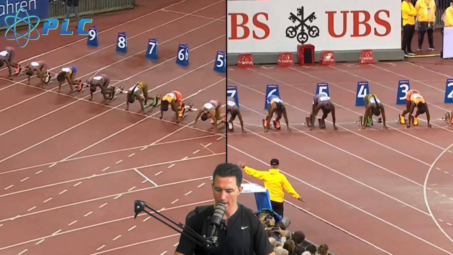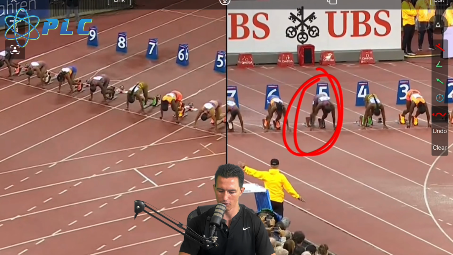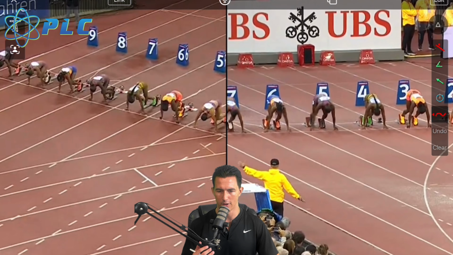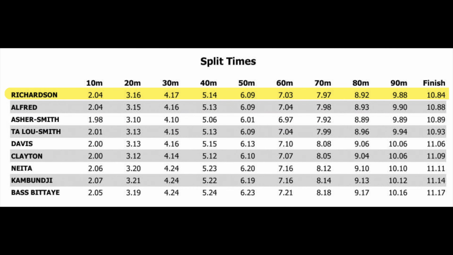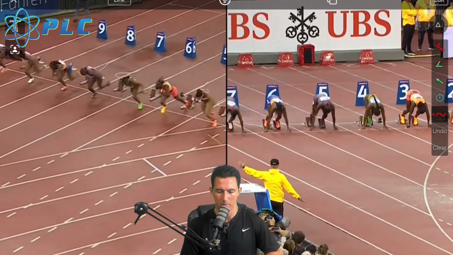So we're looking at both Sha'Carri Richardson in lane 5, and then we have Julien Alfred in lane 4. We'll also be looking a bit at Dina Asher-Smith just because she accelerated very, very well. She ended up coming in 3rd place, running a 10.89, slightly behind Julien Alfred, and then the winner Sha'Carri Richardson ran 10.84.